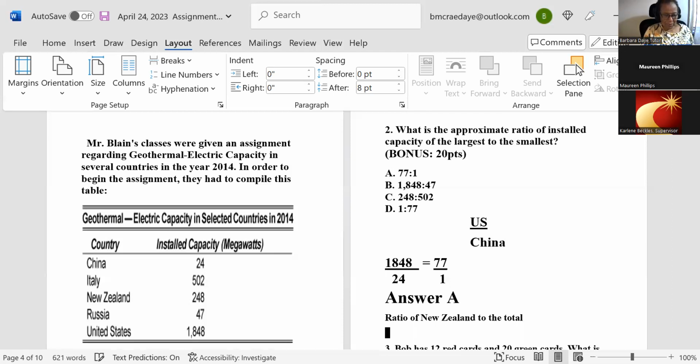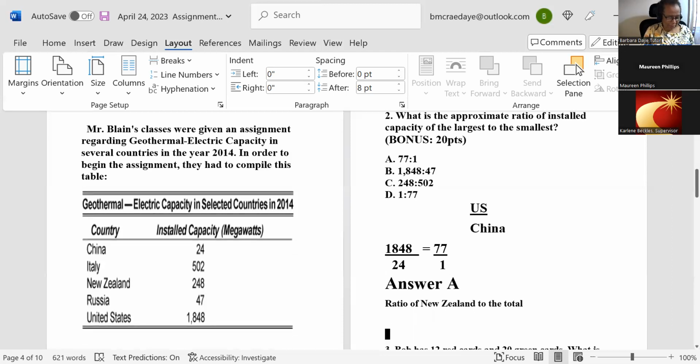Oh, so we got to add up all of these. That's right. And then you use New Zealand, 248, to the total. You got to add up all the installed capacities for the 5 countries, right? You want me to add that? Yes, that's the only way you're going to find the ratio, right? Yeah. Okay.